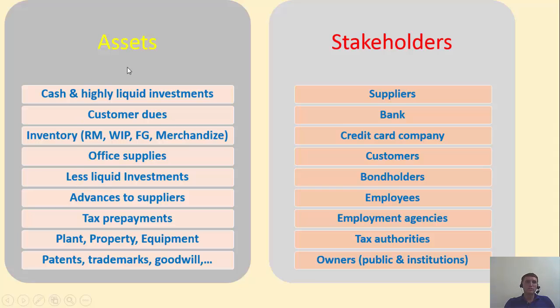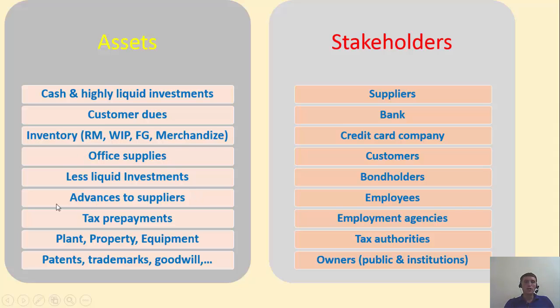What other assets does a firm have? A firm has money that customers owe to it because it has already provided services or delivered goods to them. So these are part of the assets of the firm. We call these customer dues. Okay. In addition, a firm has inventory: raw material inventory, work in process, finished goods, merchandise inventory, all kinds of inventory, office supplies, and so on. These are parts of the assets of the firm.